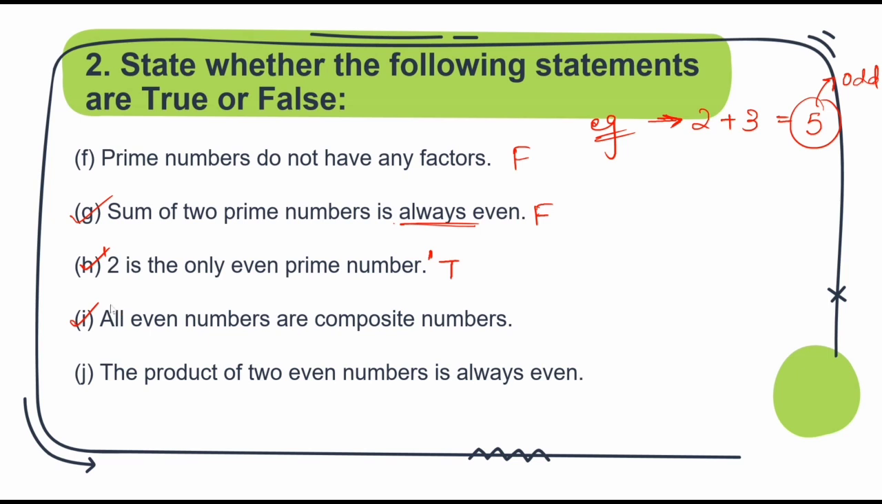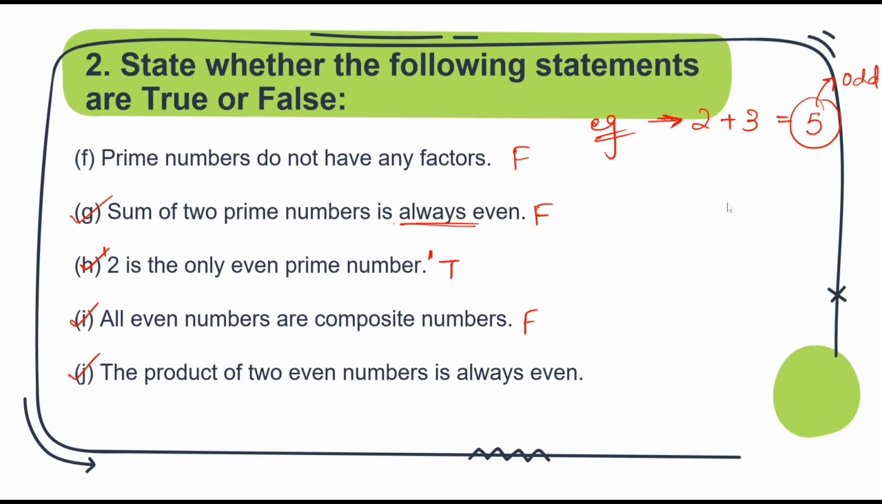Now the I part says that all the even numbers are composite numbers. Is it true or false? Just in the last statement we learned that 2 is the only even prime number, meaning it is even and it is a prime number. In the next statement, they are saying that all even numbers are composite numbers. Not all even numbers are composite. There is 2, which is an even number but not composite. It is prime. So definitely it is false.